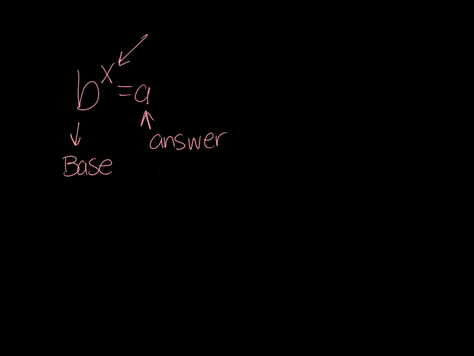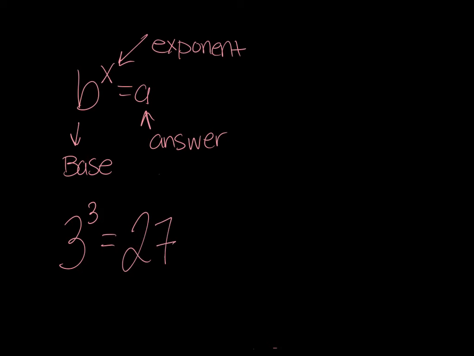Okay, so let's review what a logarithm is. Now, an exponent is in the view of this: b to the x equals a, where b is my base, a is my answer, and x is my exponent. So, for example, 3 cubed is equal to 27, or 3 squared is equal to 9. So 3 would be my base, 9 would be my answer, and 2 would be my exponent.